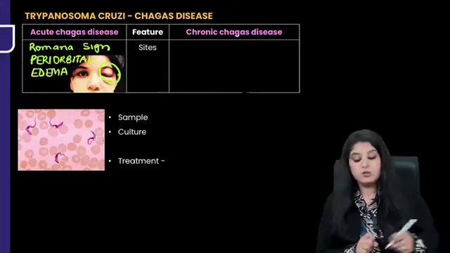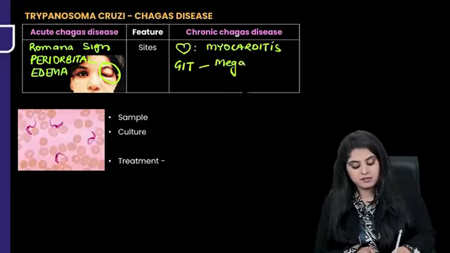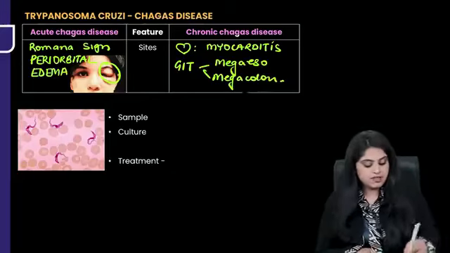Now when it goes into a chronic state, firstly, cardiac involvement. These patients are going to have myocarditis. Secondly, all the organs in the GIT are going to become mega. If I say what happens to the esophagus, you will say megaesophagus. To the colon, you will say megacolon, right? What sample will I take?